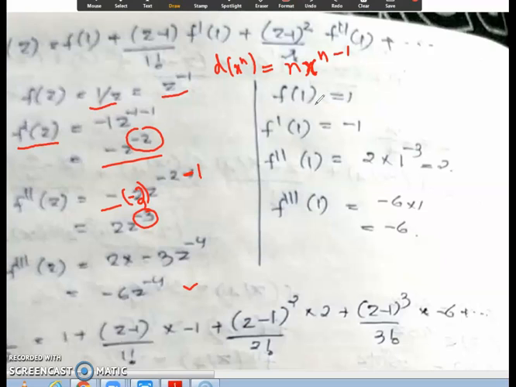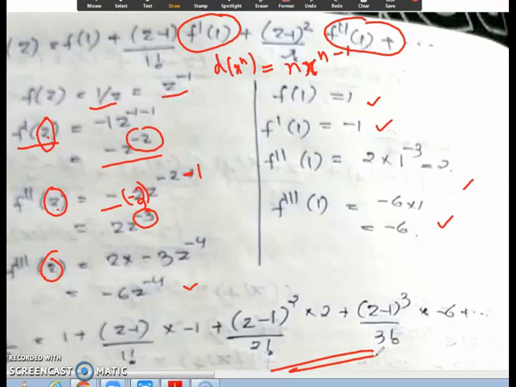So now f of 1 means instead of z you take 1. Instead of z you take 1 in f of z, f dash of 1, f double dash of 1, f triple dash of 1. So instead of z you substitute 1, you will get these answers. So finally you substitute it in this general equation, f dash of 1, f double dash of 1. Substitute it to get the Taylor series expansion. So you can do this.